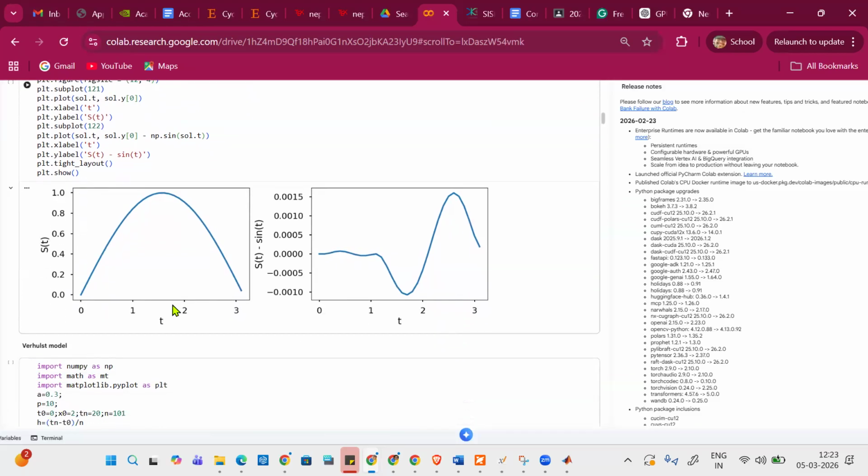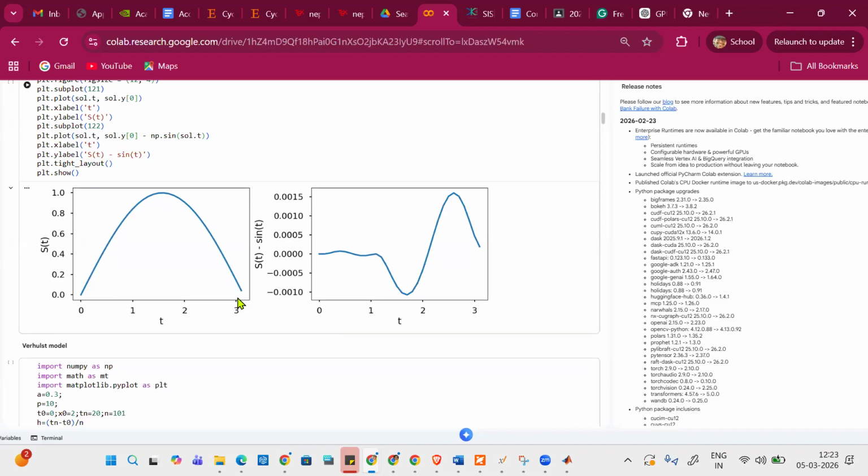So you see, pi by 2 is how much? Pi is around 3.14, by 2 is around 1.5 something, right? So around 1.5, you are getting one value almost. So that means it is a sine function. At 0, it is 0. At 3.14, again it is 0. Sine 0 is 0, sine pi is 0, sine pi by 2 is 1. So all this you can see in this plot. Is it clear? What is the value of the curve at 0? 0.